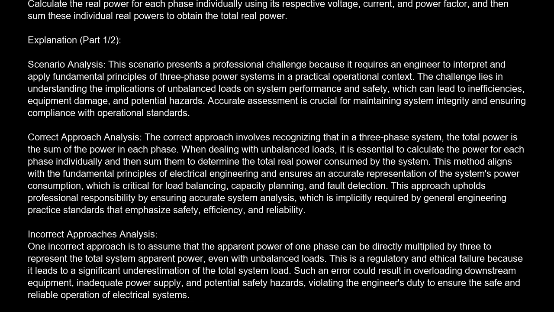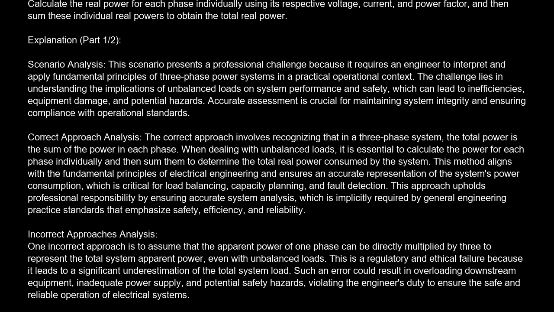Explanation. Scenario analysis. This scenario presents a professional challenge because it requires an engineer to interpret and apply fundamental principles of three-phase power systems in a practical operational context. The challenge lies in understanding the implications of unbalanced loads on system performance and safety, which can lead to inefficiencies, equipment damage, and potential hazards. Accurate assessment is crucial for maintaining system integrity and ensuring compliance with operational standards.